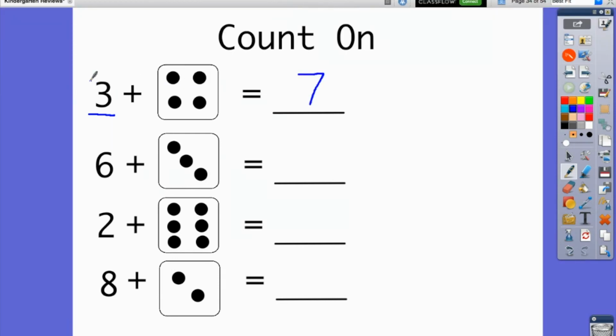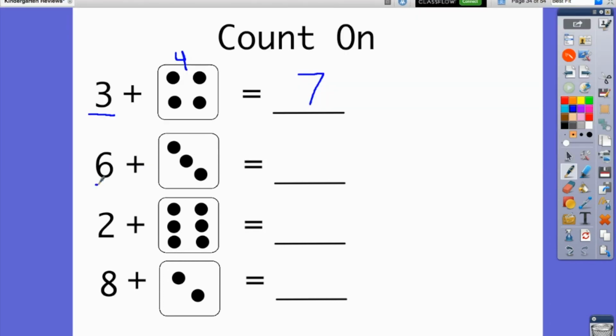What did I add? I added 3 plus what? How many dots were there? We did 3 plus 4. There were 4 dots. 3 plus 4 equals 7. But we counted on starting with our number, and then we counted the dots to add. So let's do this one.